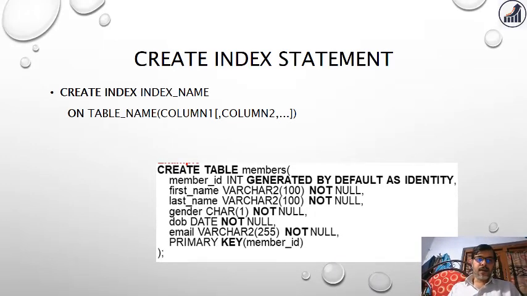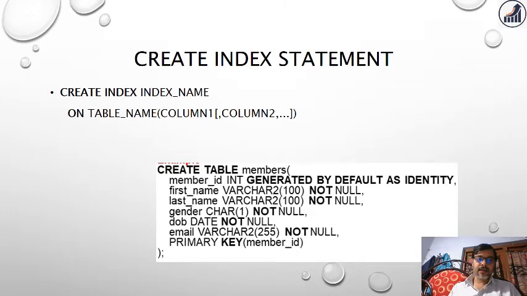Oracle Index is one of the effective tools to boost query performance. However, in order to use it effectively, you must understand it correctly. To create a new index for a table, you use the create index statement as follows: create index, index name, on table name, and within brackets column 1, column 2, etc.